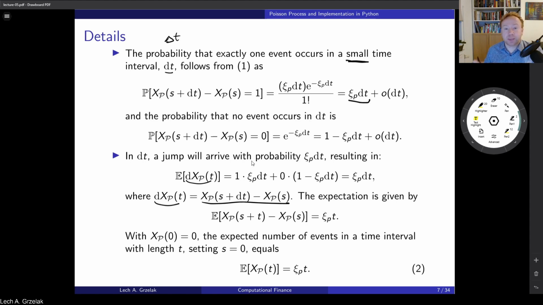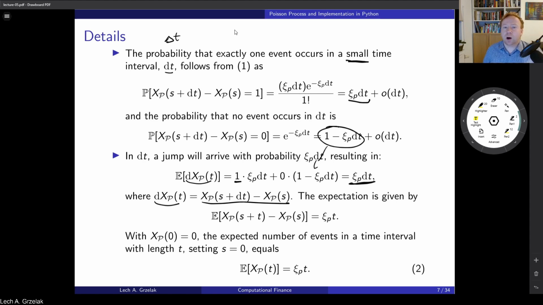As you know, the expectation is calculated as the value times the probability of an event. We have two options: either a jump happened or not. If a jump happens, its probability is here, plus a jump not happening, which is 0, times the probability which is here. We substitute and arrive at this expression. This also follows our intuition. If we have a specified time interval and a certain intensity, xi p, then on average we will have xi p times the length of the interval number of jumps.